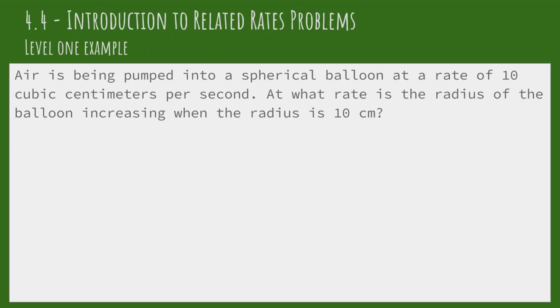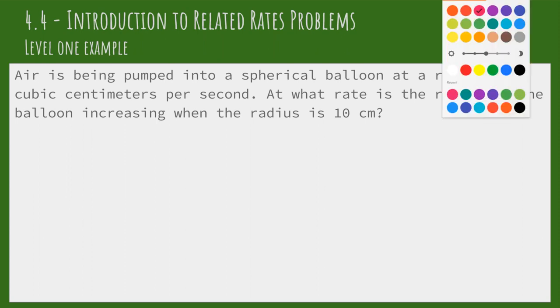Let's take a look at a couple of fairly straightforward examples where we're going to be using related rates to solve the problems. So the first one here involves the example that I gave in the introduction video for this unit. So we have a spherical balloon and we know how fast air is being pumped into the balloon. And so we want to know how fast the size of the balloon measured by the radius of the balloon is changing at a certain point.